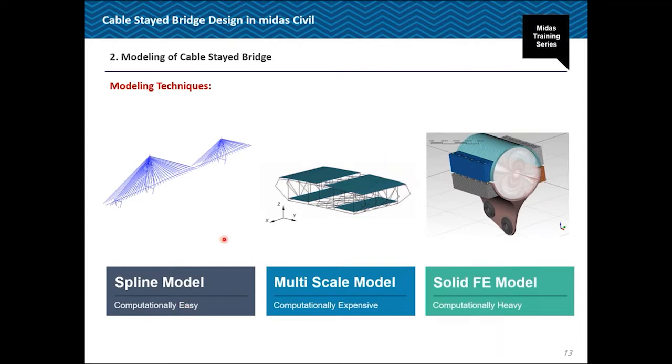Starting from the modeling techniques, we can model a cable stay bridge in three types. First can be a spline model to accurately get the initial pretensions. For local analysis, you can go for a multi-scale model or solid FEA model, where 3D solid elements can be used. Something like an anchorage location of a cable stay bridge can be locally analyzed, and a stress analysis can be performed.